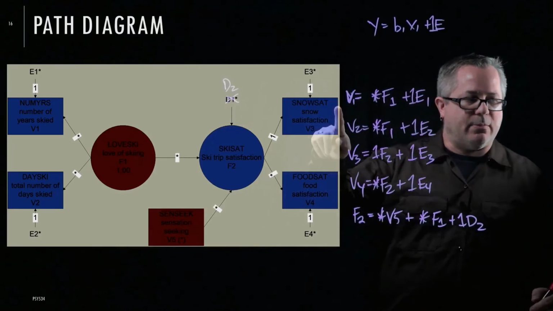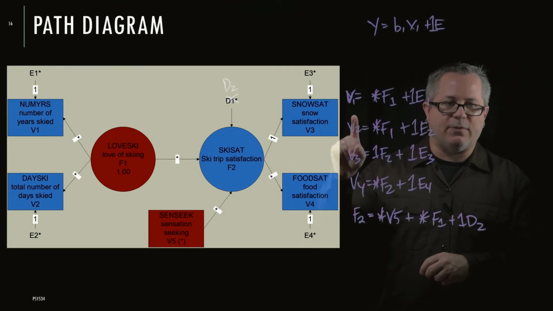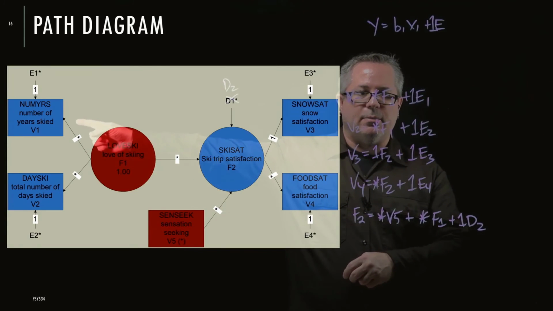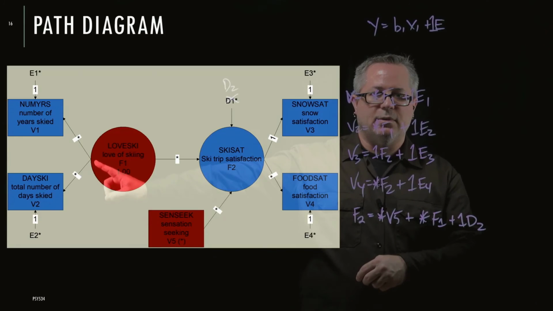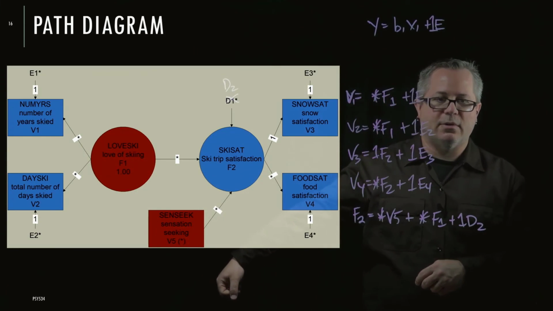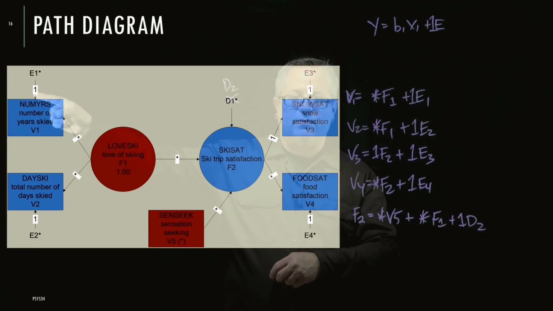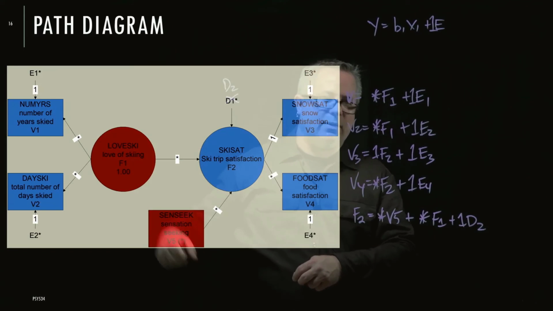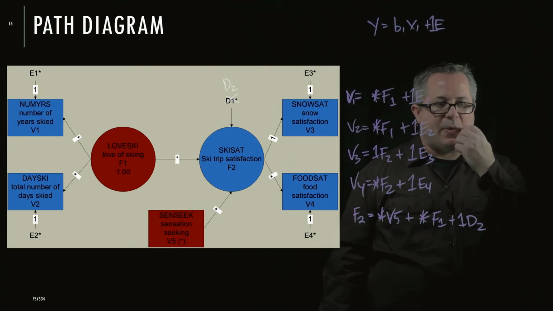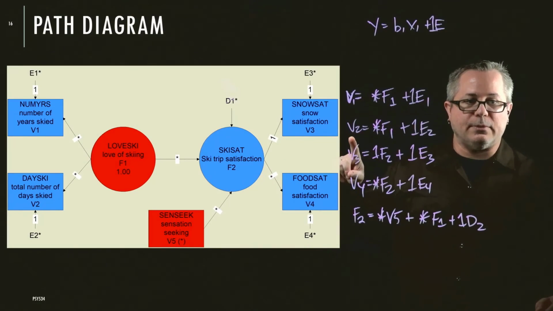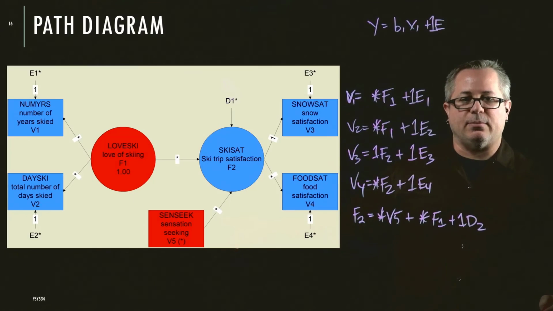Well, V1 is predicted by what? V1 is predicted by F1 here, right, with an asterisk. And it gets an E1 up there, times 1. There's an asterisk there to indicate that we're going to estimate the variance of that as well. If you look at V2, down there at the bottom left, it's predicted by F1 and also E2.